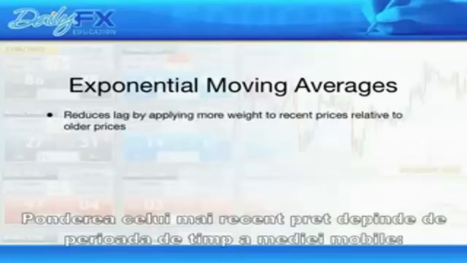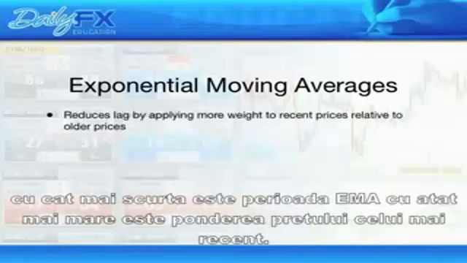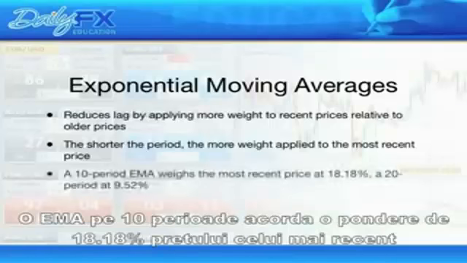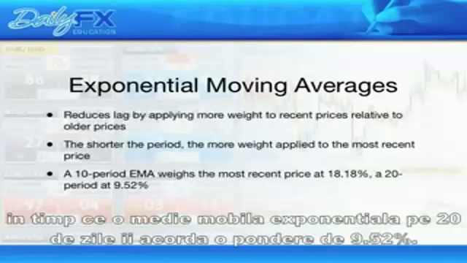The weight applied to the most recent price depends on the specified period of the moving average. The shorter the EMA's period, the more weight is applied to the most recent price. A 10-period exponential moving average weighs the most recent price 18.18%, while a 20-period EMA weighs the most recent price 9.52%.